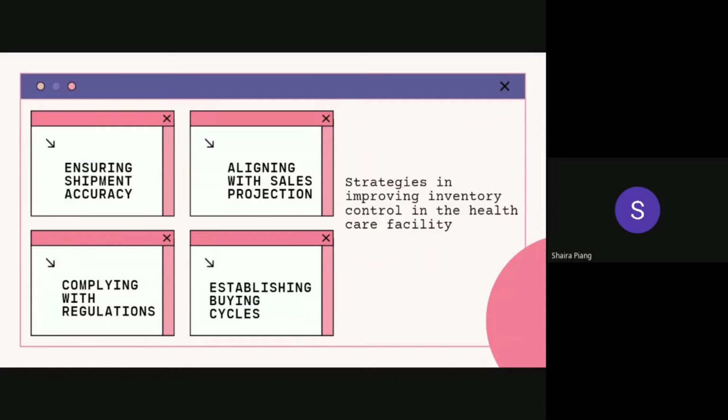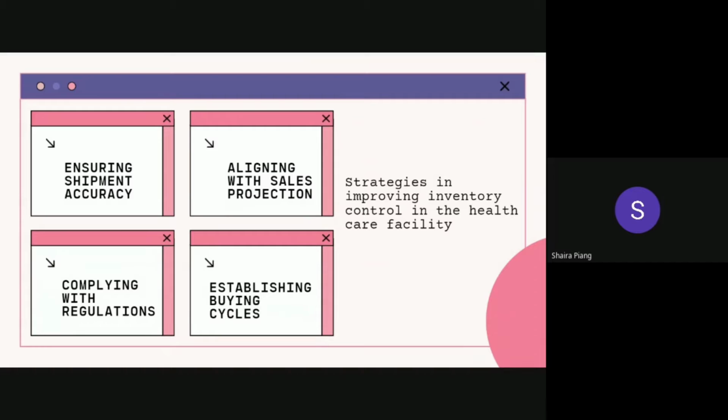These are the strategies in improving inventory control in the healthcare facility. First, ensuring shipment accuracy. Checking shipments for accuracy means ensuring that the received items are the ones ordered and the supplies are free from possible damages during transit.